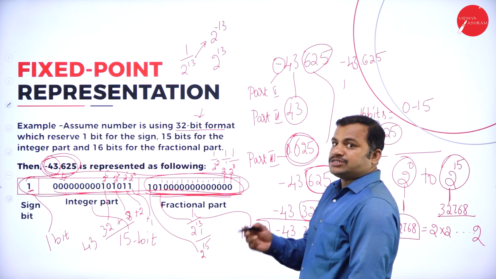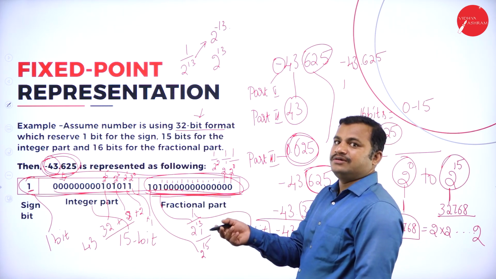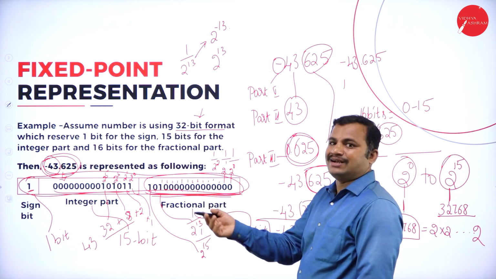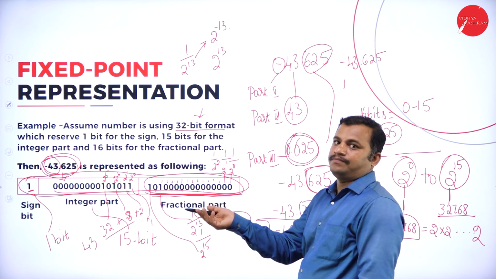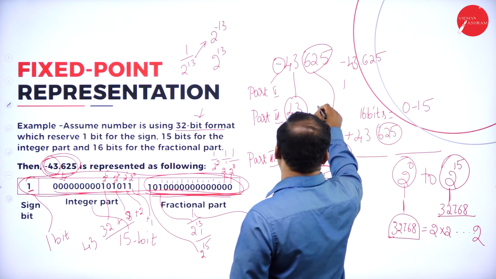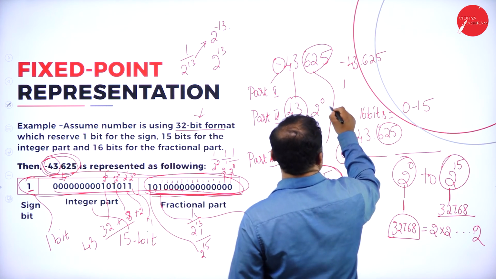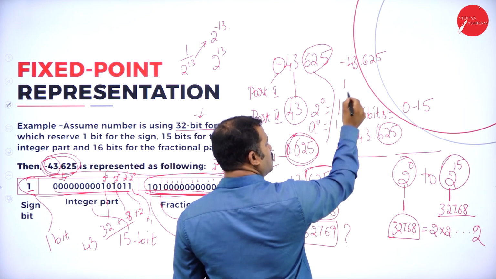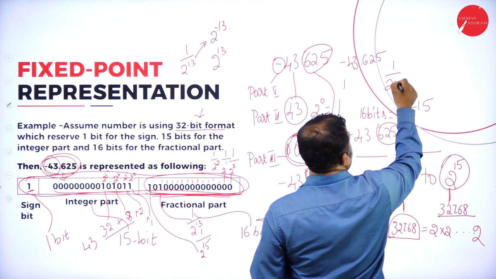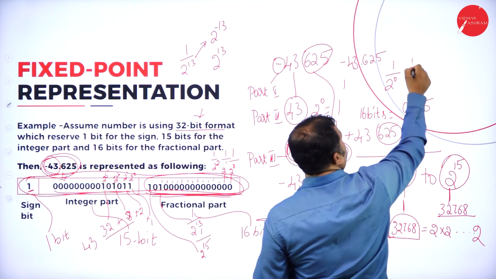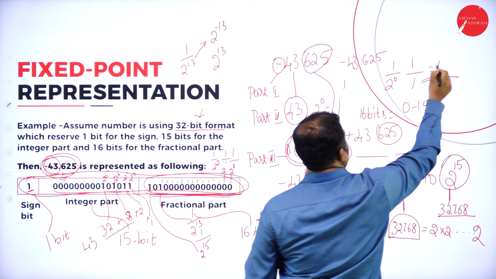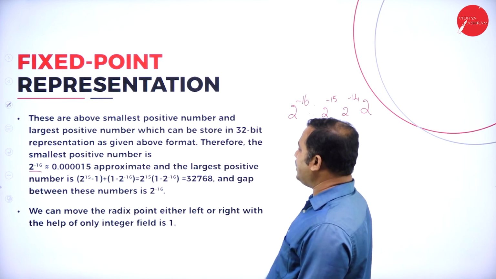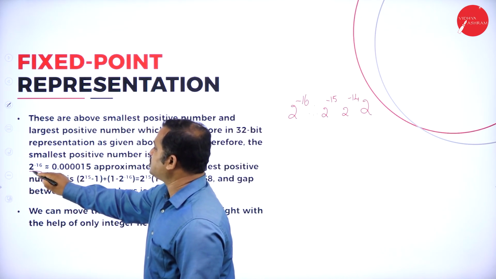I can represent it as 2 to the power of minus 0. That can also be represented as 1 by 1, that is 1. 2 to the power of 0 is what? 1. A to the power of 0 is what? 1. So if I represent 1 by 2 raised to the power of 0, what is the meaning of that? 1 by 1 always leads to 1. The same thing is used here. If that is the case, we have the value varying from 2 raised to the power of minus 16.